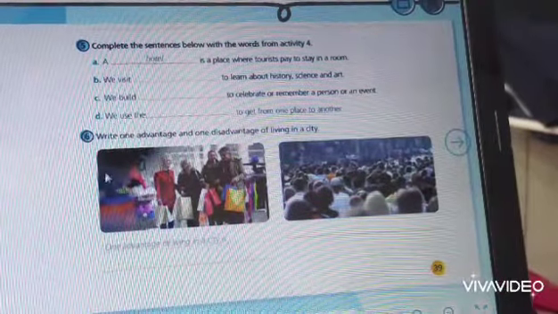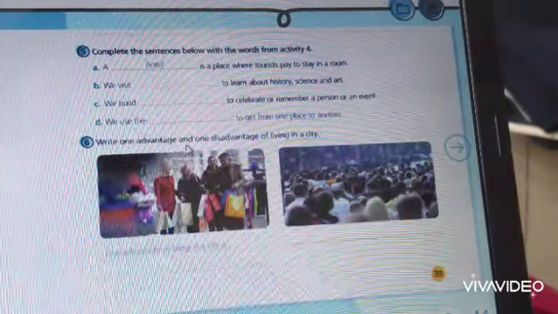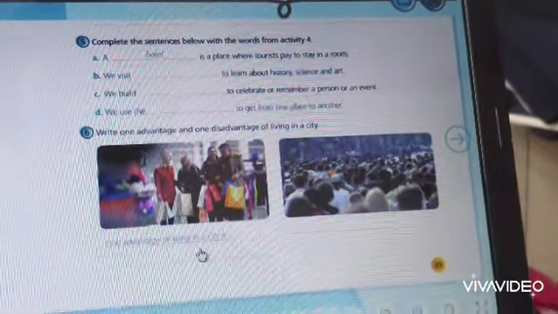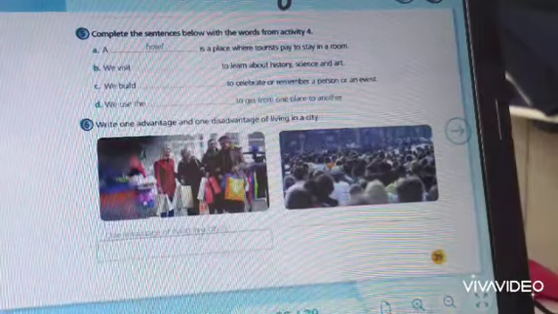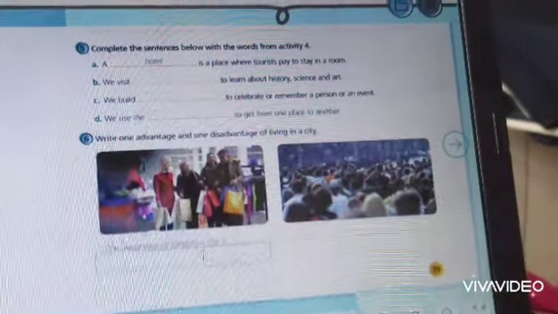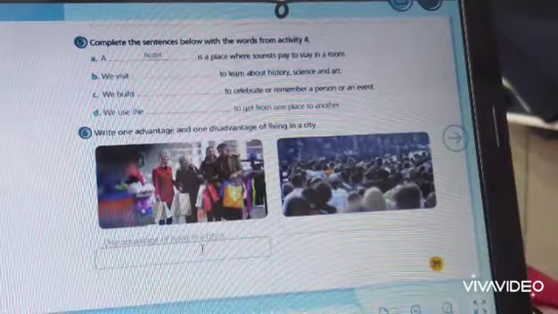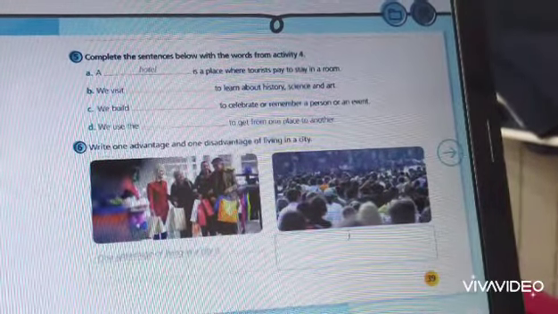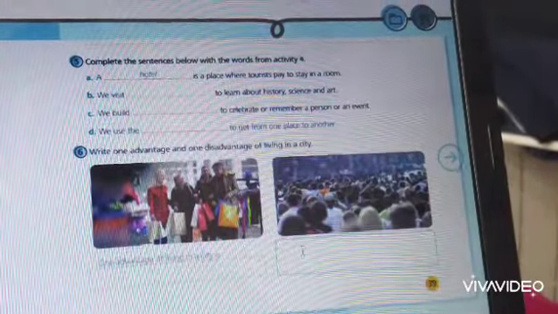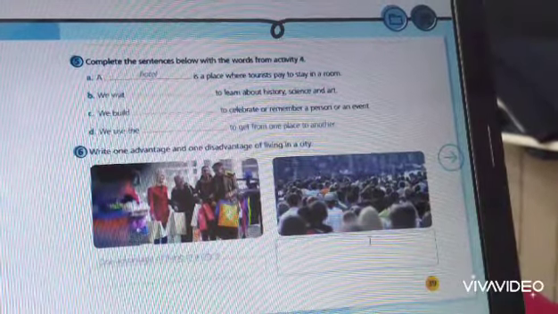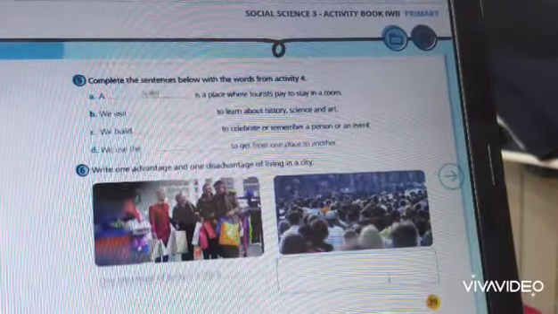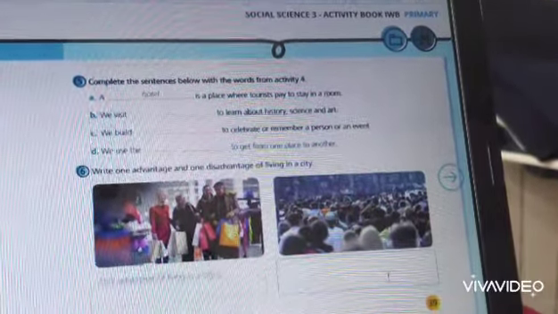Here in number 6, you have to write one advantage and one disadvantage of living in a city. For example, in this one, we have that one advantage of living in a city is, and then you have to think of something good, something that is an advantage of living in a big city. And here we are going to write a disadvantage. So we will start, one disadvantage of living in a city is, and then you have to finish the sentence writing something that you think is not good about living in a big city.